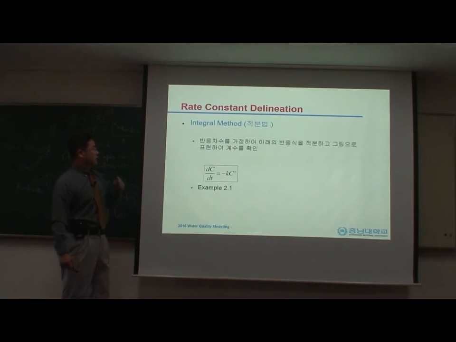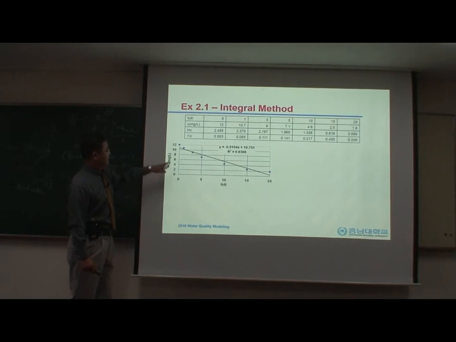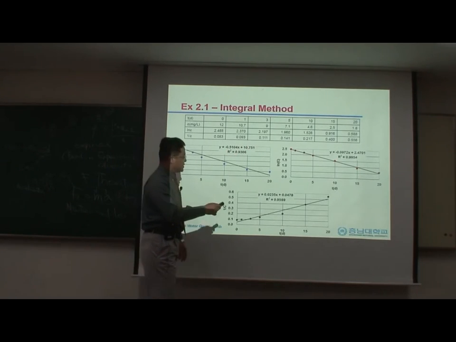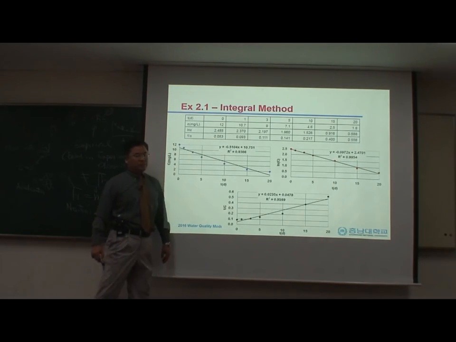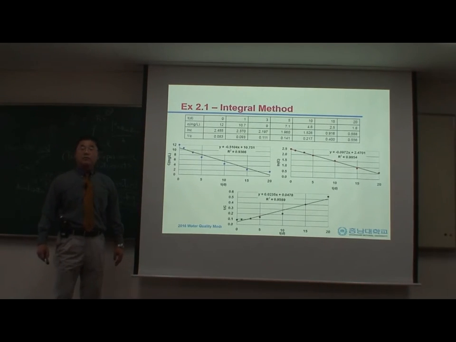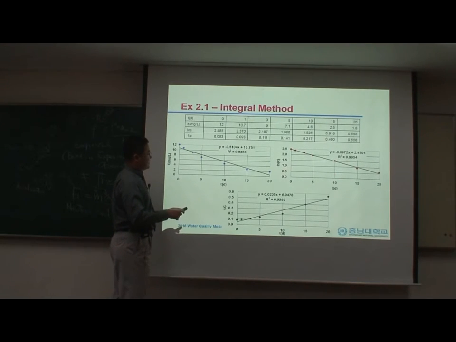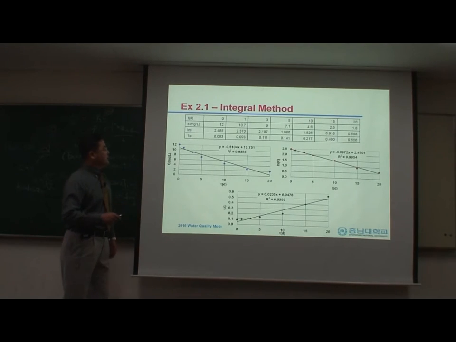So the first thing that we did was the integral method. This is a kind of trial and error, just like we did before: zero, first, second, something like that. So we tried, let's say, the first order, second order, and third order. And then we closely took a look at the coefficient of determination, which is the square of r, the correlation coefficient. And then we found out this one is the best. But this is not bad. This is not bad either. But this one is a lot better. So, okay, then I like this one. And what did I use? Okay, this is the log versus time.